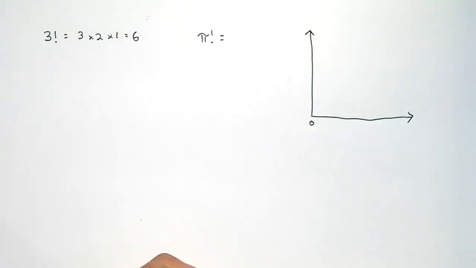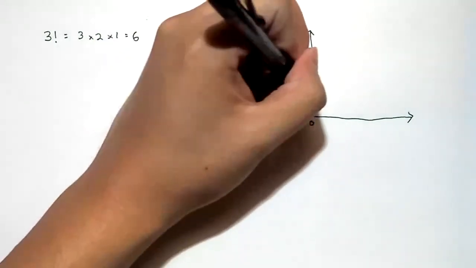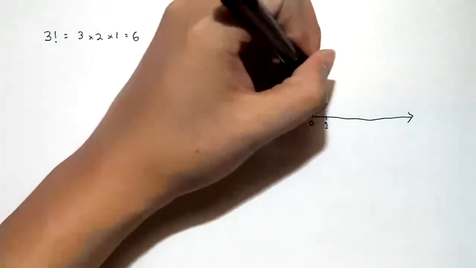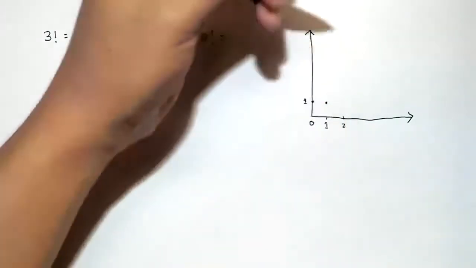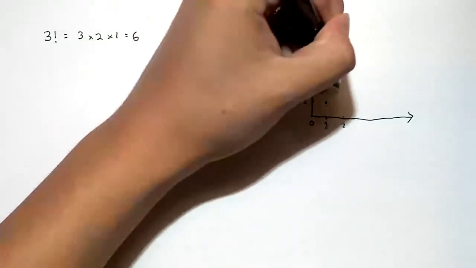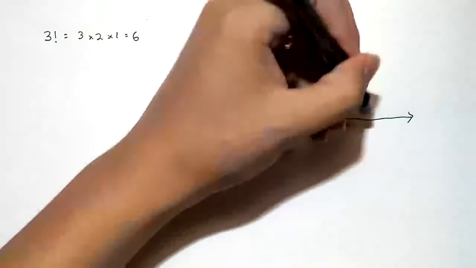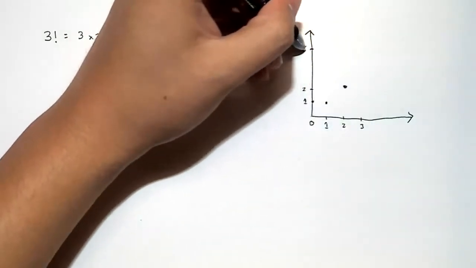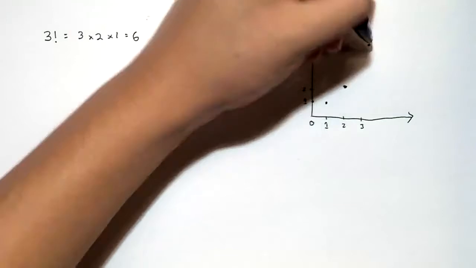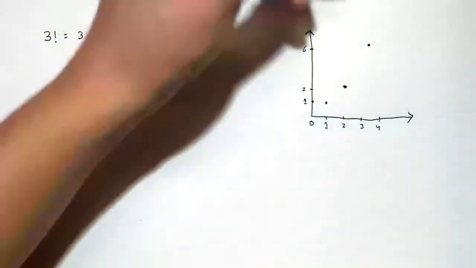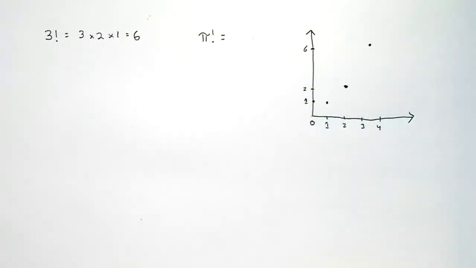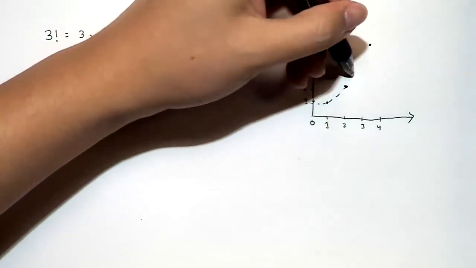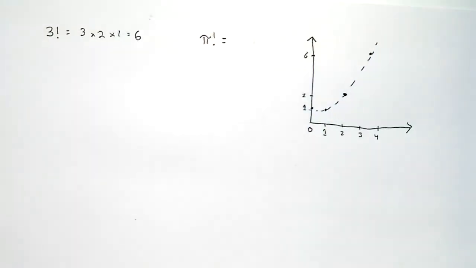What's 0 factorial? 1, good. What's 1 factorial? 1, good. What's 2 factorial? 2, good. What's 3 factorial? 6. What's 4 factorial? 24. Some number up here, good. We could say, okay, maybe our factorials will look something like this.